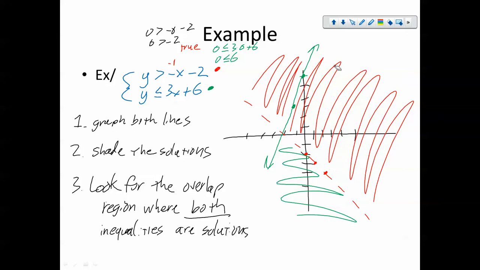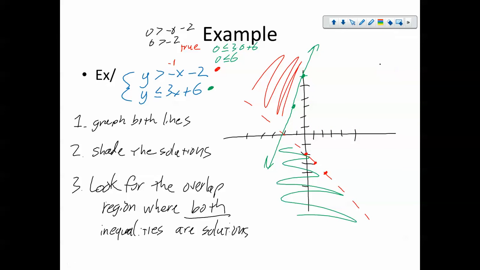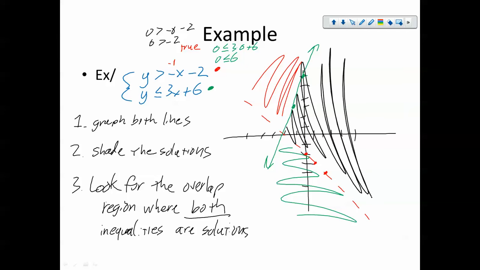So that is our solution. The black area here are all the true statements. Those are the areas where there was a double overlap, or excuse me, an overlap that made the solutions. So, graph both of the lines, shade both of the solutions, look for the overlap. The overlap is the solution region.